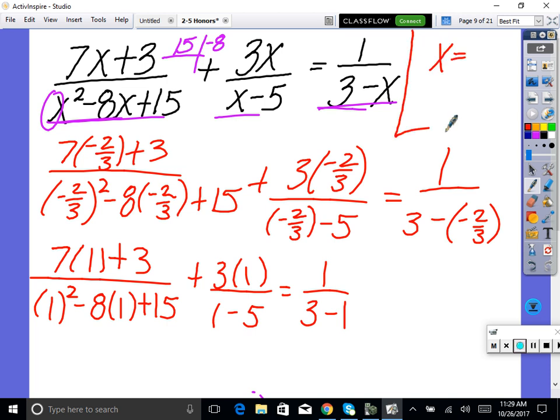Okay, is negative 2/3 a solution or not? In my box of solutions, should I add it? And is 1 a solution? If not, yes.